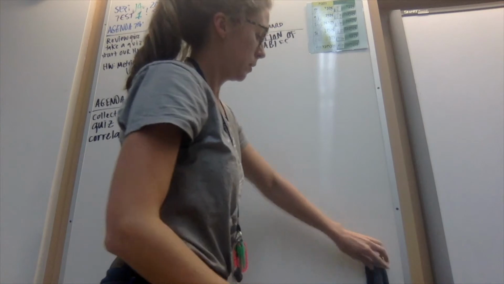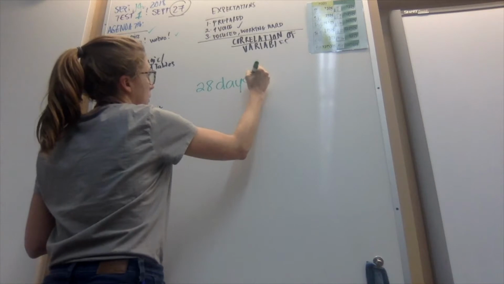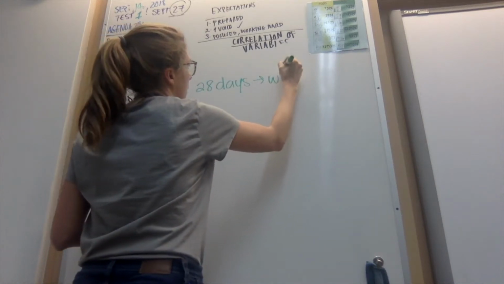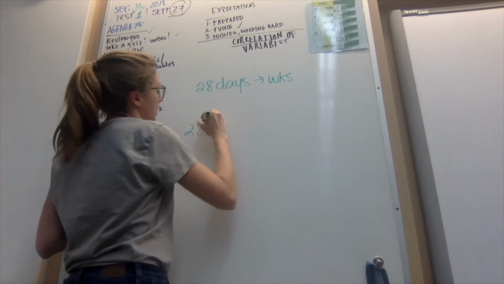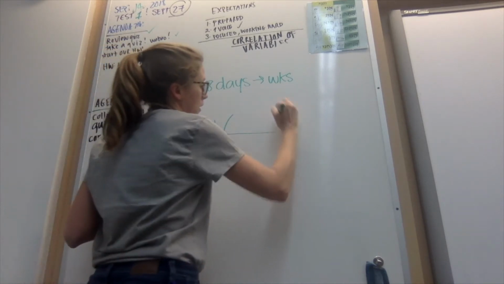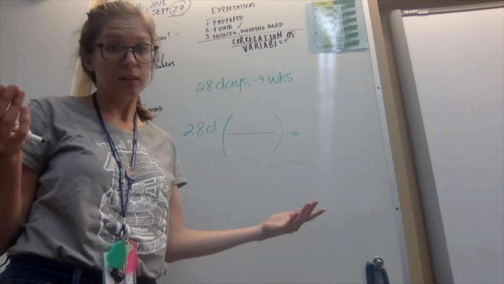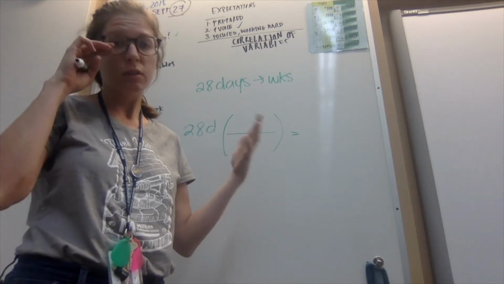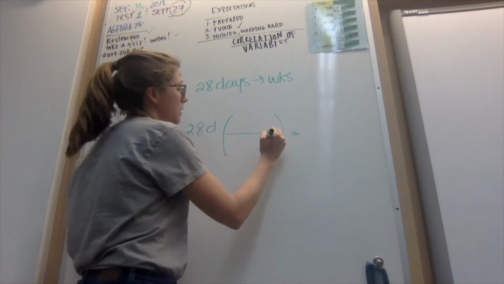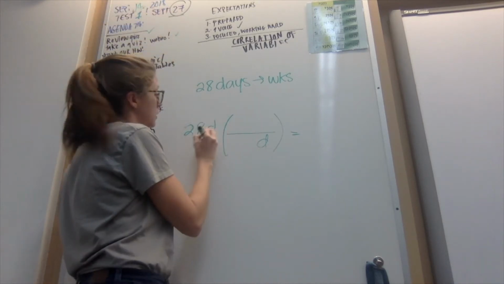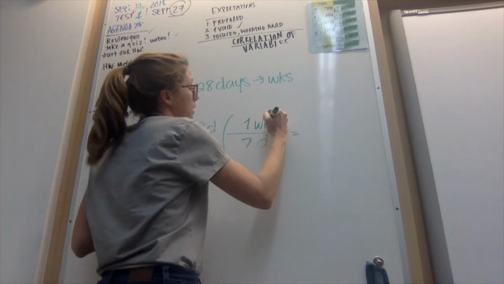Okay. What about something like this? I want to convert days to weeks, okay? 28 days to weeks. So I have 28 days. What's a relationship between days and weeks? Right now you're screaming at the screen, 7 days, Miss Miller, there's 7 days in a week. And you're right. You're so smart. So 7 days. Days goes on the bottom because we want it to cancel out. So it's 7 days in 1 week.